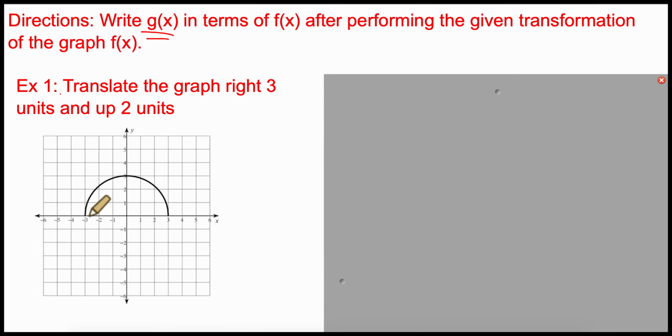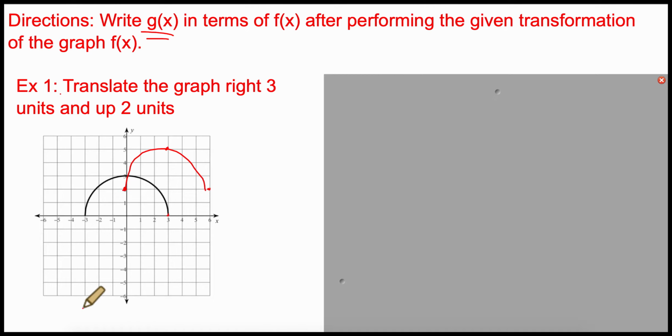I like to look at big things. So here's a point, here's a point, here's a point. So I'm going to shift them right 3, 1, 2, 3, and up 2. Boom. This point here, 1, 2, 3, and up 2. And then this point, 1, 2, 3, and up 2. And I'm going to do my absolute best here to make this look like a semicircle, and that's terrible. But you can do a better job than I can probably.